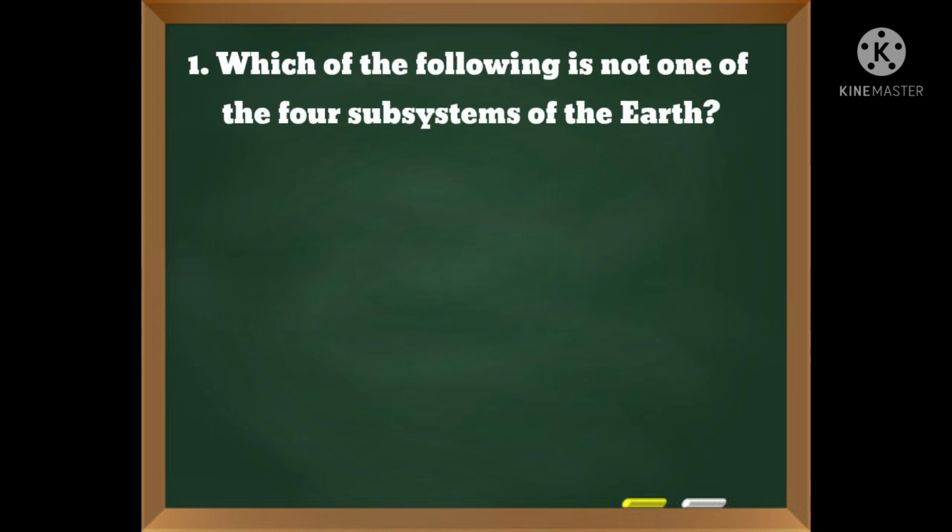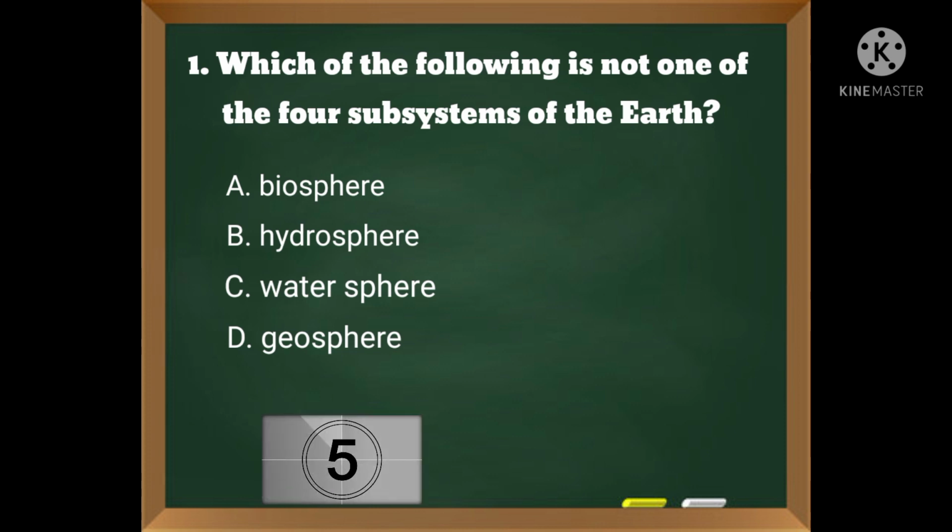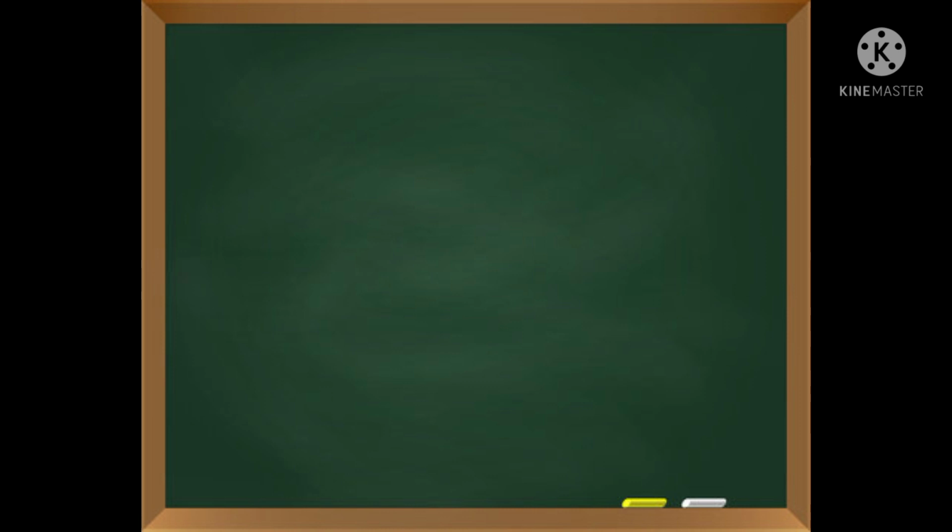Question number 1. Which of the following is not one of the 4 subsystems of the Earth? A. Biosphere, B. Hydrosphere, C. Watersphere, or letter D. Geosphere? The correct answer is letter C. Watersphere.